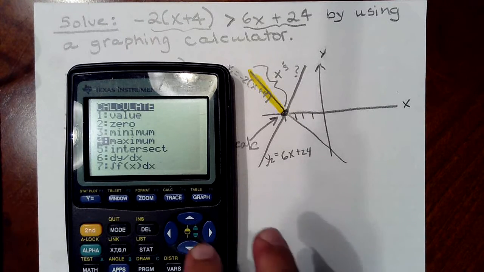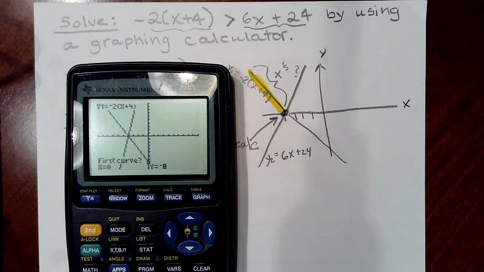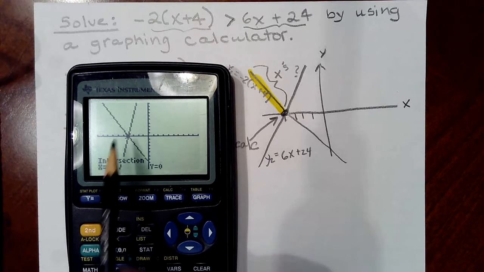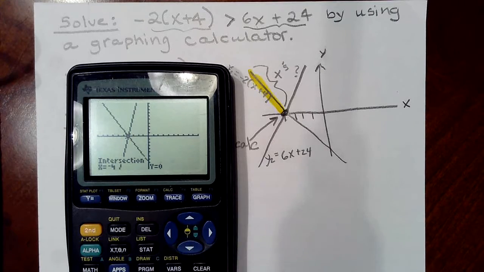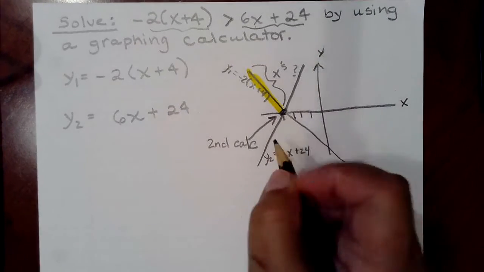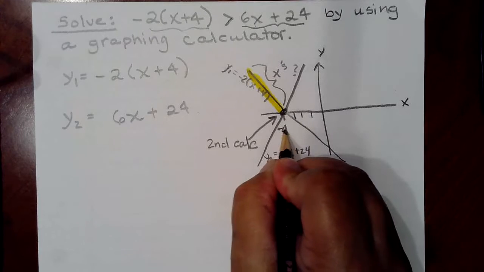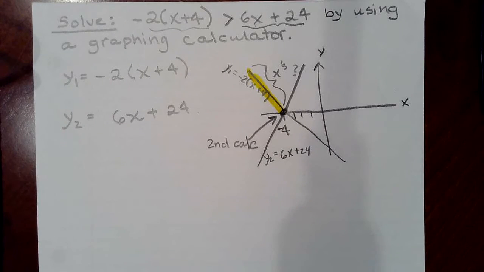Okay, so we're going to go second calculate. We're going to go down to intersect. It'll say, am I on one of the curves? That blinker is on one of the curves. Then it'll say, am I on the other curve? Yes, it's on the other curve. Would you like me to guess? Yes. It says that the x value at which these two lines intersect is -4. So we can see that they intersect at -4.